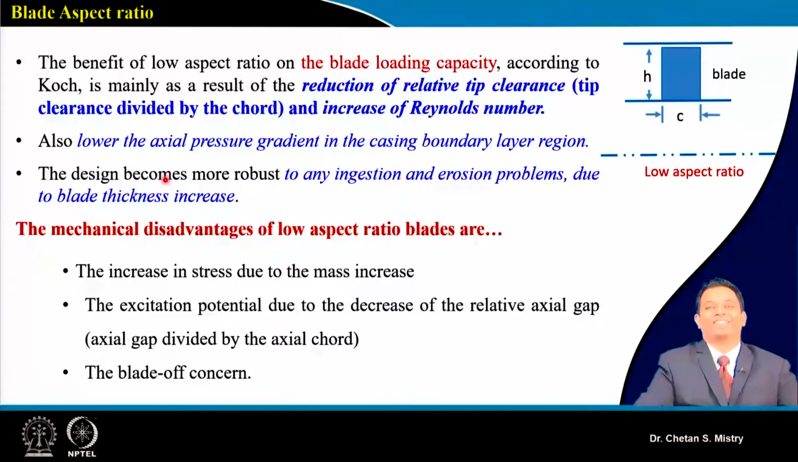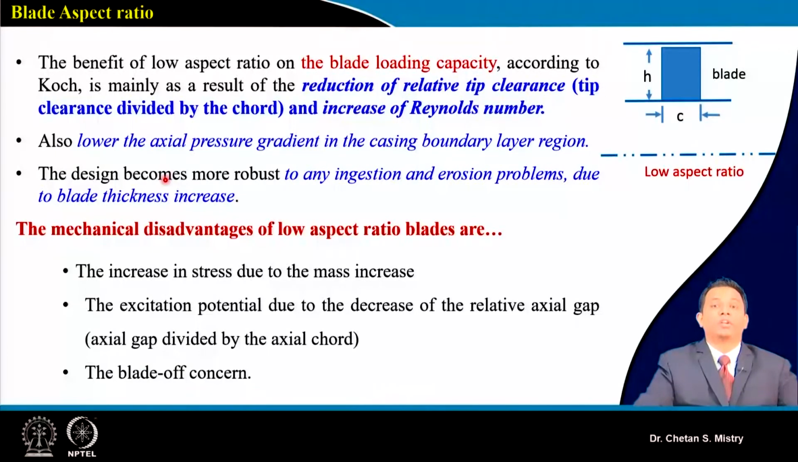Some of the mechanical disadvantages of these low aspect ratio blades: they increase the stress because of mass increase. Since we are increasing our chord, that leads to an increase in the mass of my rotor, or the mass of my stator. Next is the excitation potential due to the decrease of relative axial gap.